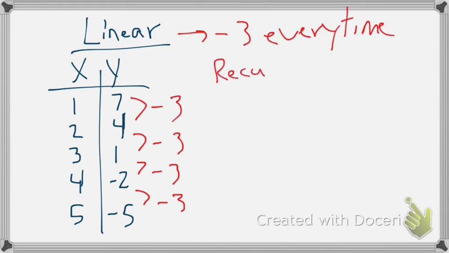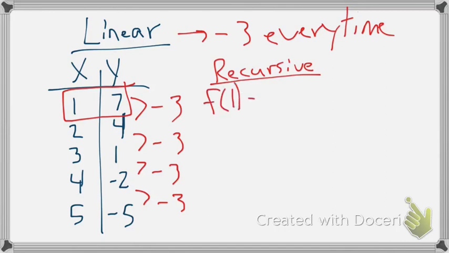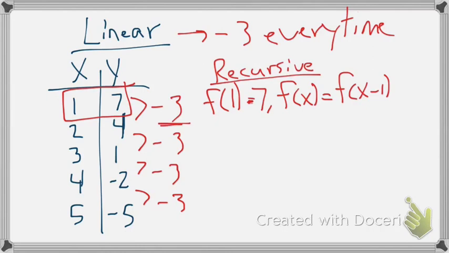What a recursive equation would look like. Again, we need a starting point, so you got to tell me what number to start with. In this case, the first number in the list is 7. So in Mathlish, we write f of 1 equals 7. And then to get any other number in the list, we're going to take the one before that, whatever it is, and then subtract 3 from that.